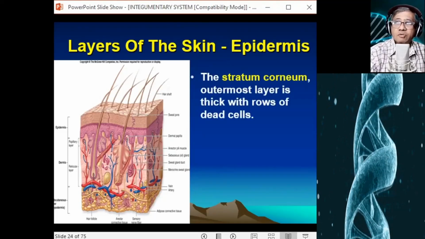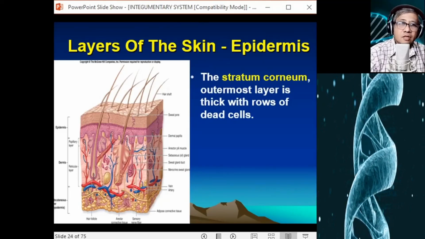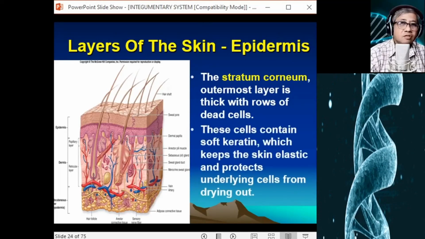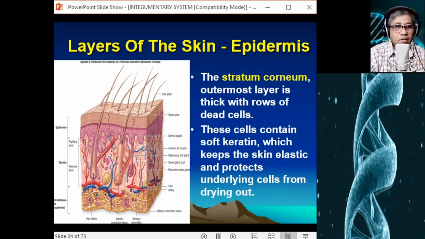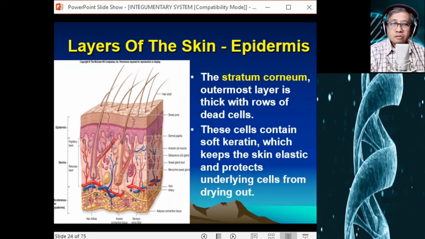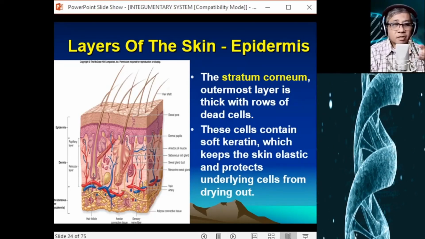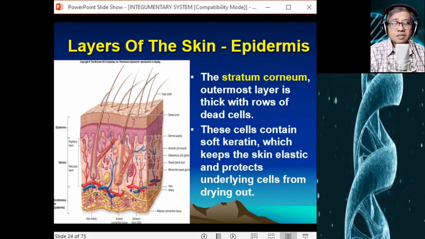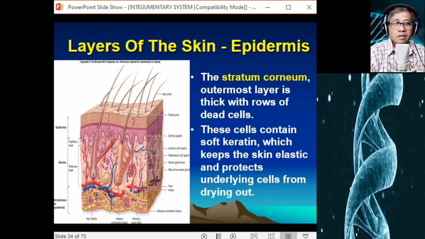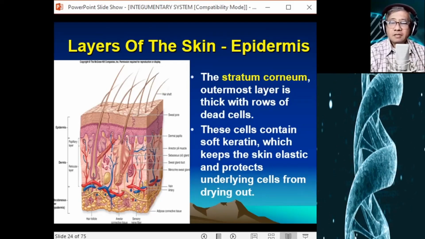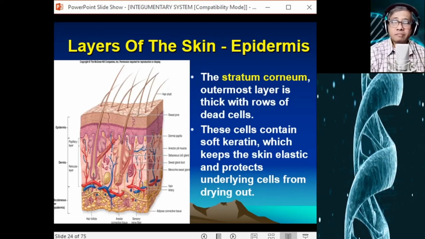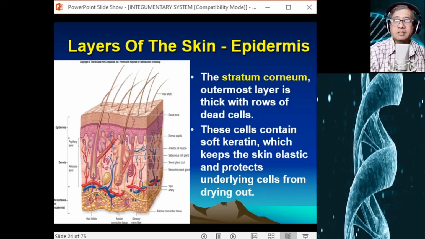The stratum corneum layer is the outermost layer of the skin, composed of rows of dead cells. So ito yung sinasabi ko kanina, habang natutulak pataas yung mga older layers, they tend to lose their cytoplasm, nagiging keratinized na yung mga cells until when they reach the outermost layer, yung stratum corneum, they die. Kaya ang description natin dito, itong stratum corneum is composed mostly of dead cells, rows of dead cells.